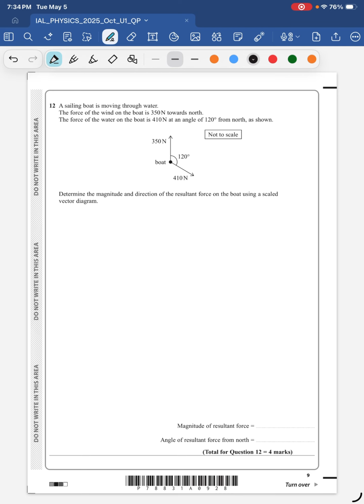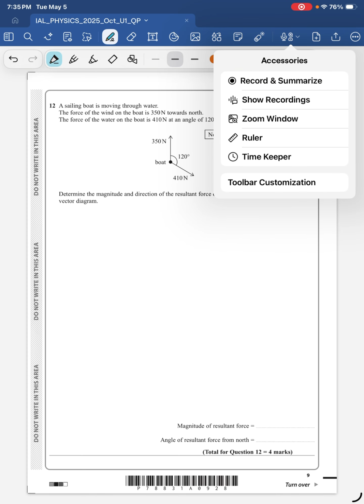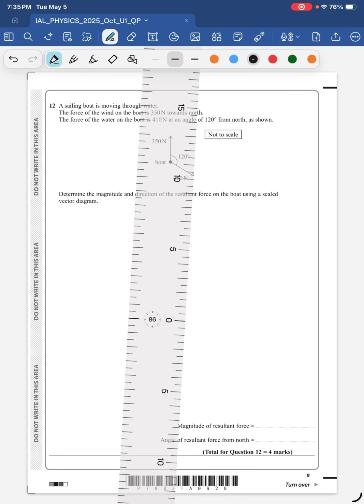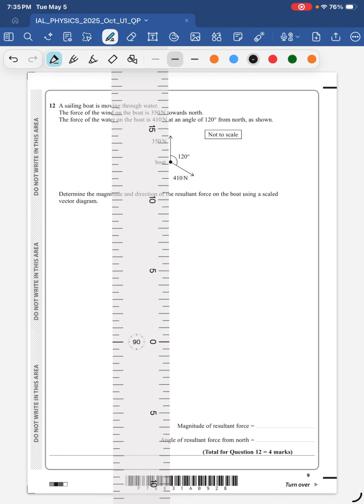A sailing boat is moving through water. The force of the wind on the boat is 350 newtons towards the north. The force of the water on the boat is 410 newtons at an angle of 120 degrees from north as shown. Determine the magnitude and direction of the resultant force on the boat using a scaled vector diagram. Okay, so I will need to bring up the ruler. I'm not really fond of these types of exercises, to be honest.